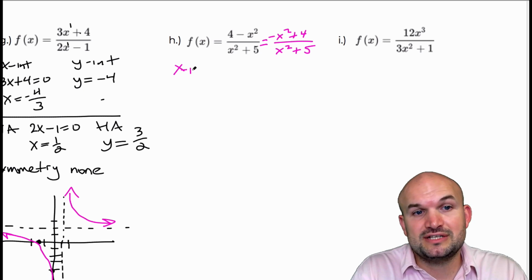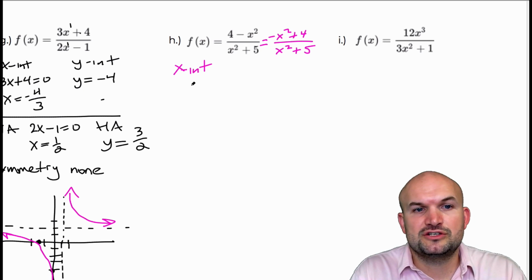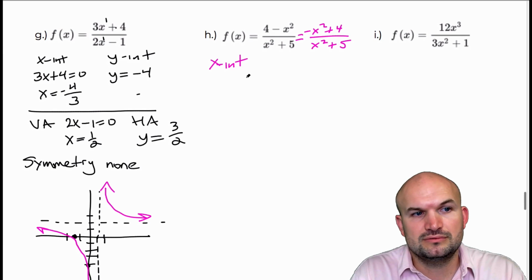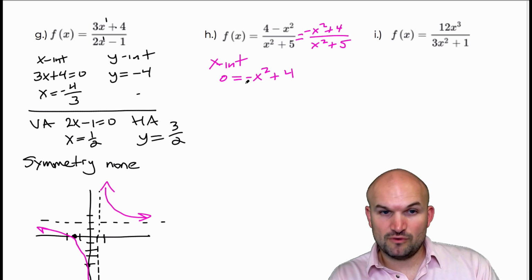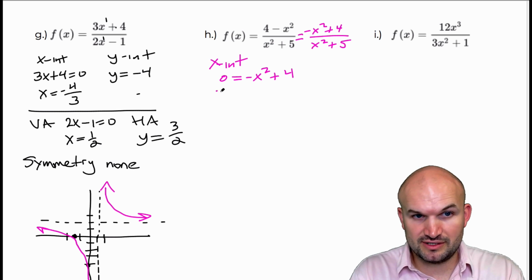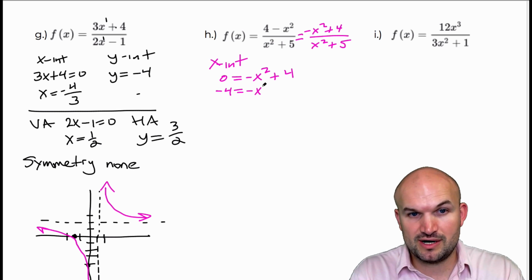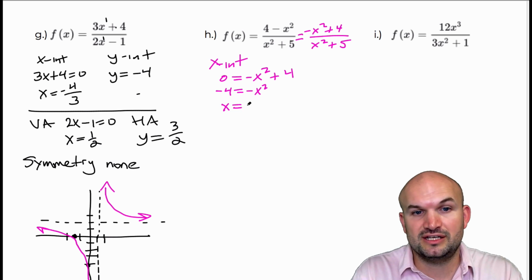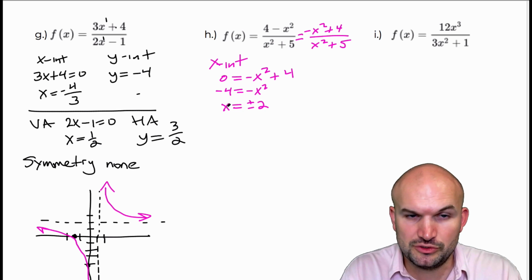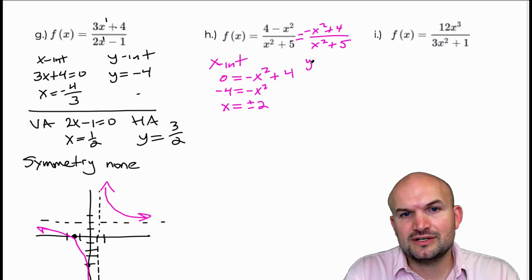If I'm going to find my x-intercept, that's just going to be my numerator equal to 0. So 0 is equal to negative x squared plus 4. If I subtract 4, that becomes negative 4, right? So I have negative 4 equals negative x squared. Then I divide by negative 1, and I get a positive x squared. So I can see that this is going to give me two real solutions, x equals plus or minus 2. For my y-intercept, I'm just going to plug 0 in for x. So that goes to 0, and that's a 0. So I'm going to have y is equal to 4/5.